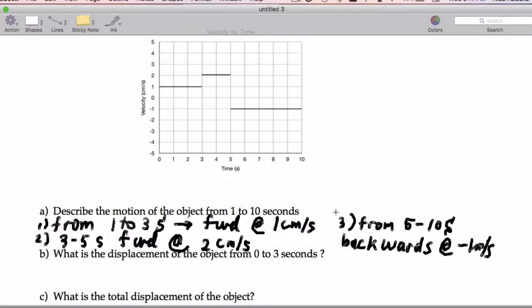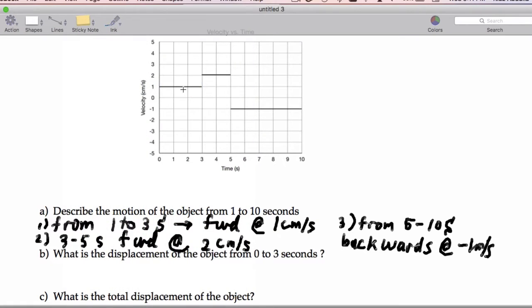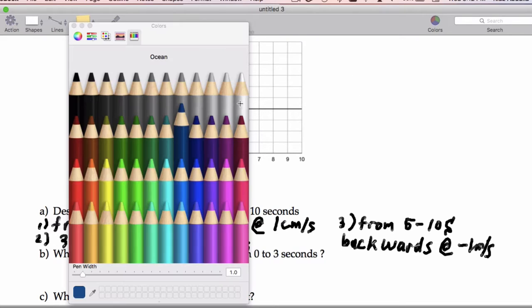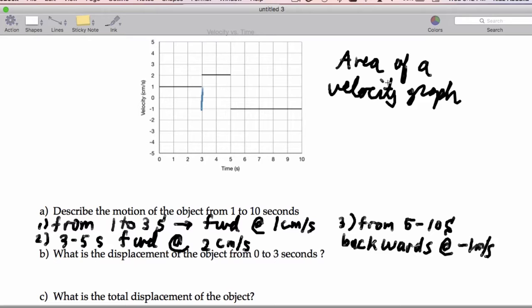All right. Now the displacement of the object from 1 to 3 seconds, I'm going to color code this. I need to take the area of the graph. So once again, to be clear, please remember this fact, okay? The area of a velocity graph gives you the displacement. That's a very important fact to remember. We went over that in class, and here's your chance to review it.